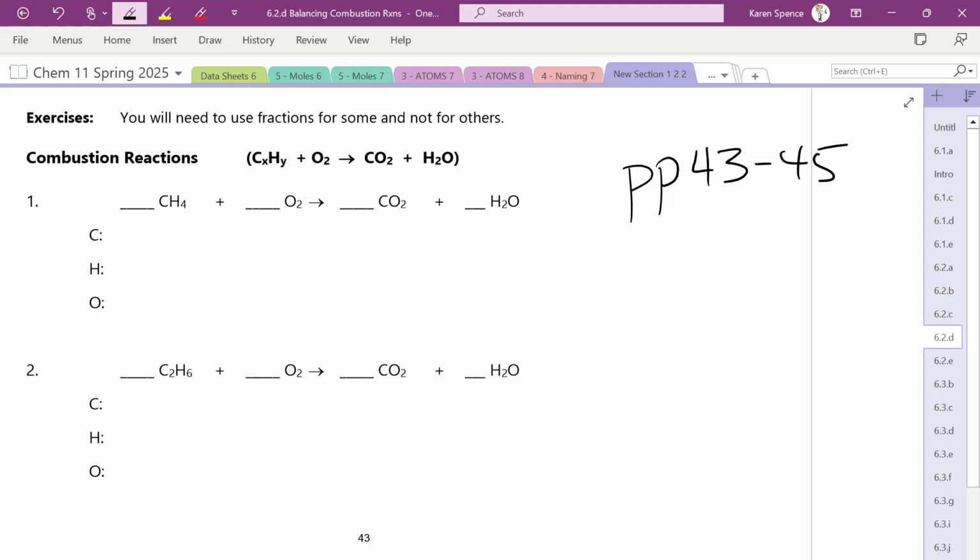So 43, 44, 45. What is the answer key upside down? Why is the answer key upside down? So you can't see it too easily.